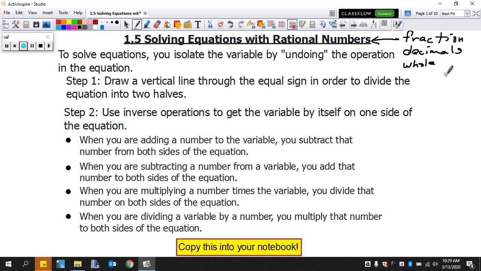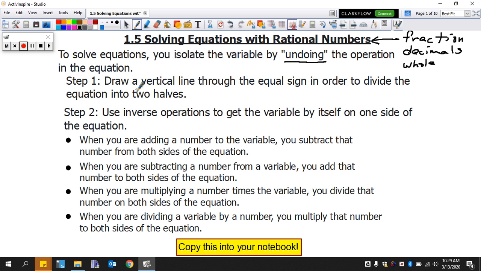So anytime you're having any sort of operations with a rational number, you can solve the equation. And what we mean by solving the equation is that we're going to find out the value of the variable. To solve an equation, you isolate the variable by undoing the operation in the equation. This is called using the inverse operation. We'll talk about that in just a minute.